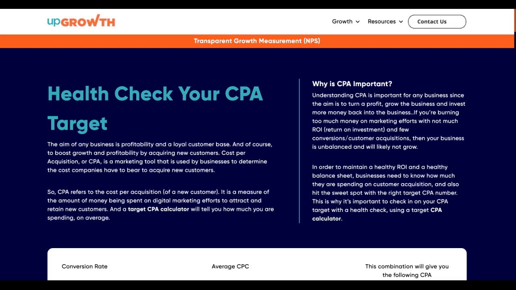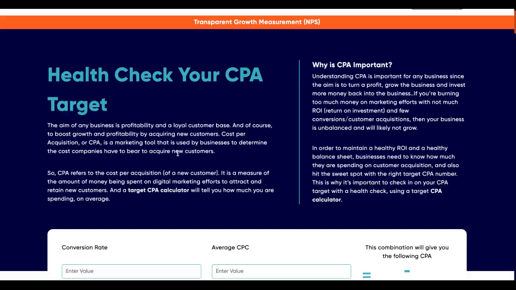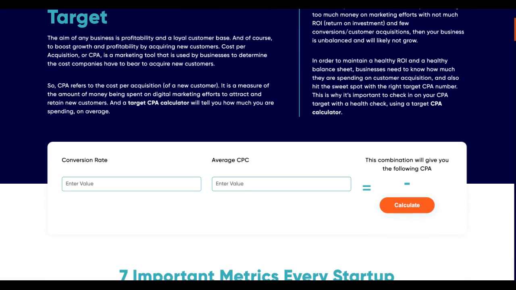You can estimate your target CPA based on two key factors from our Nifty calculator, which has a very easy to use interface. Here you see two inputs: conversion rate and the average CPC. Conversion rate is the percentage of website visitors or ad clicks that convert into paying customers. Average CPC is the average cost you incur each time someone clicks on your ad. So CPC is nothing but cost per click.